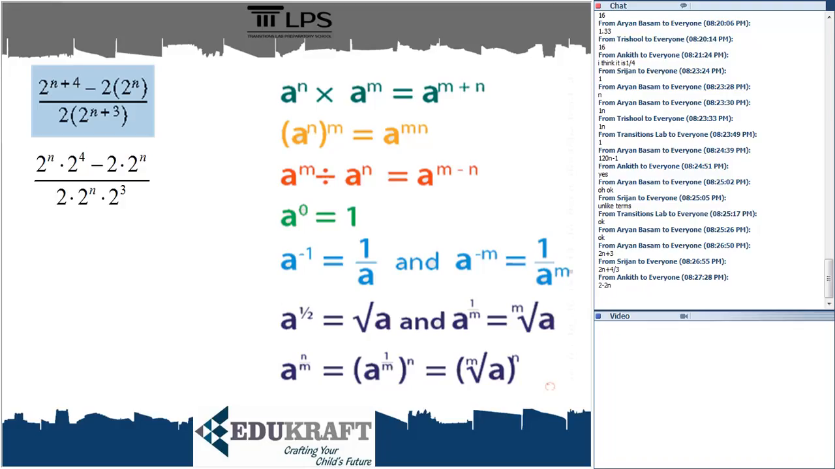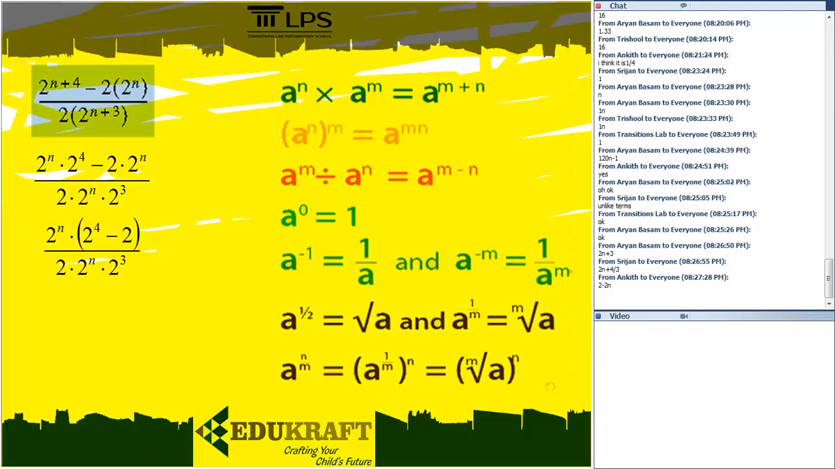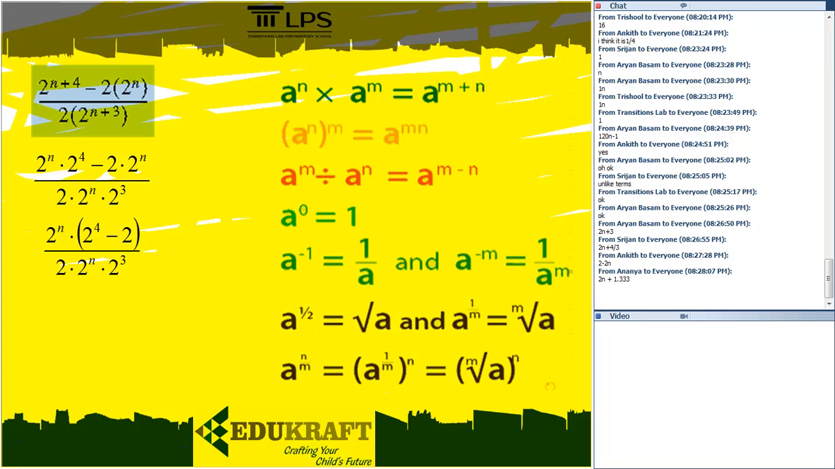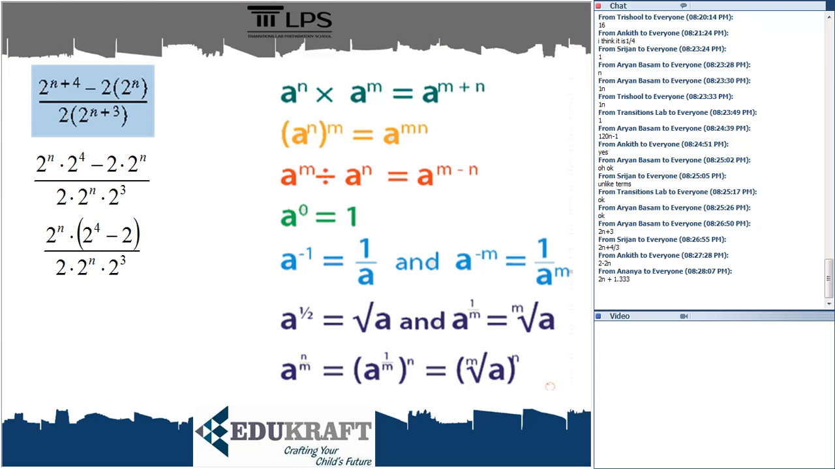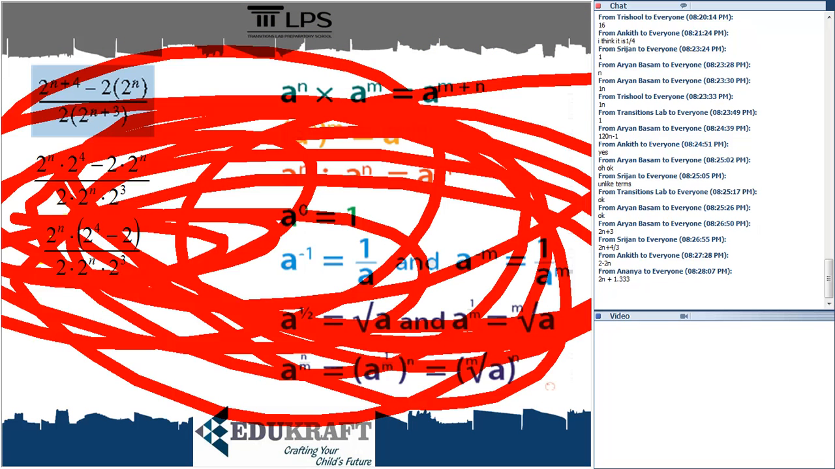Okay, this is how I will break the terms up with the powers. Then I am going to take the numbers separately and the numbers with the powers separately. And what I clearly observe here is I am left with 2 raised to n, which I can eliminate.